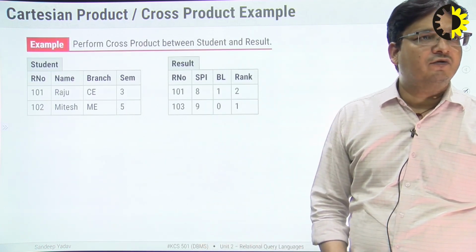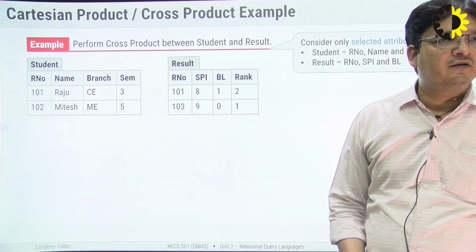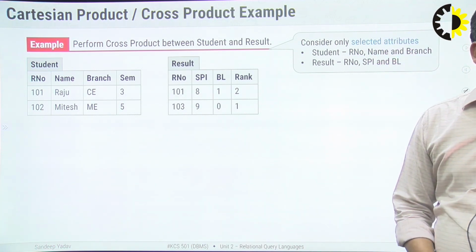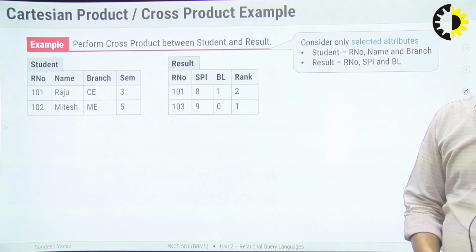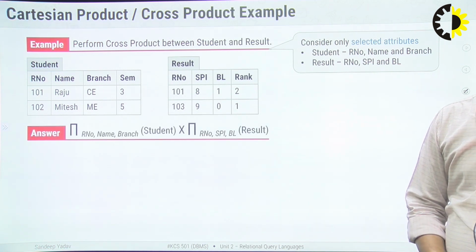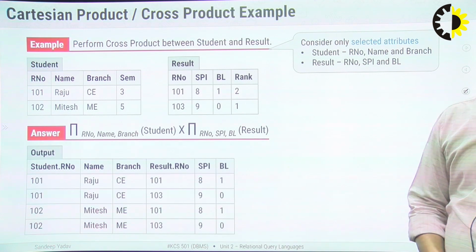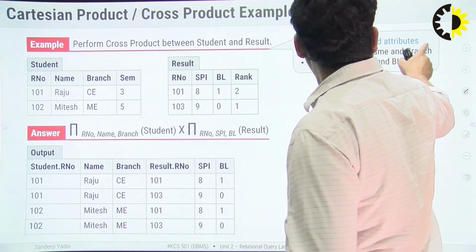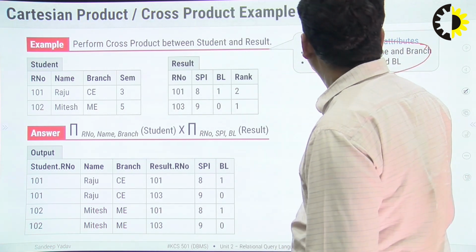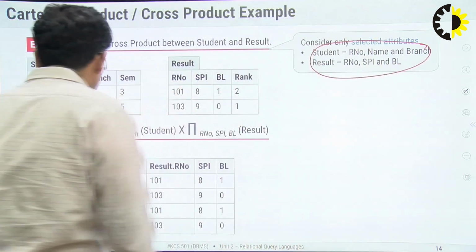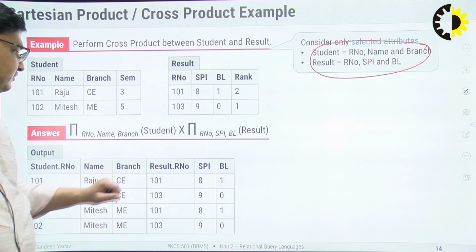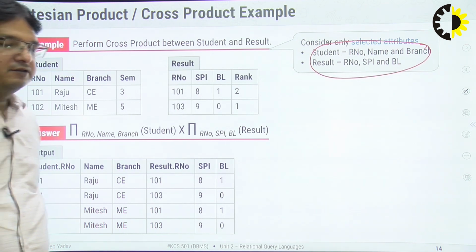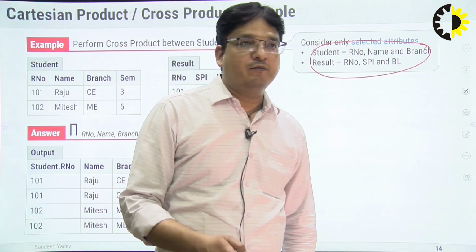One more example of cross product between student and result. Now consider only selected attributes: roll number, name and branch from the first one, and roll number, SPI and BL from the second. So that will give the answer in this form. This is the answer. Since only these attributes are being considered, the query will have only these particular attributes in the answer, and roll number is common in both of them. That is why the table name is prefixed before the roll number.